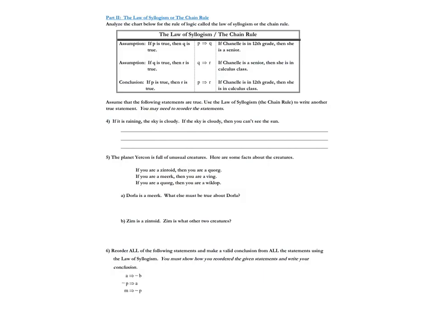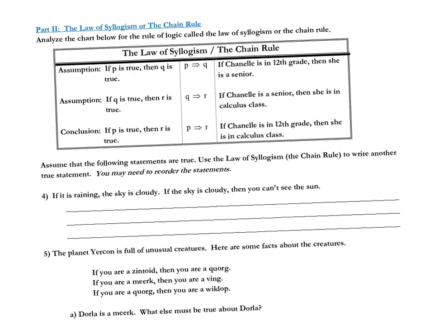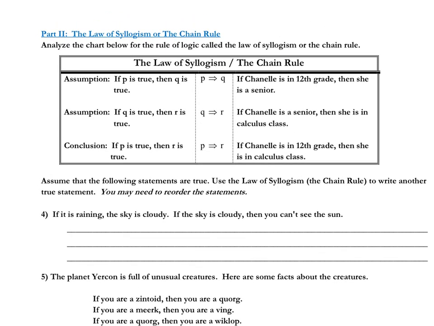Okay, next page. We are going to learn about the law of syllogism. The law of syllogism is basically another way to say a chain rule. Okay, so if P is true, then Q is true. So this would be P. This would be Q. Then, if Q is true, R is true.